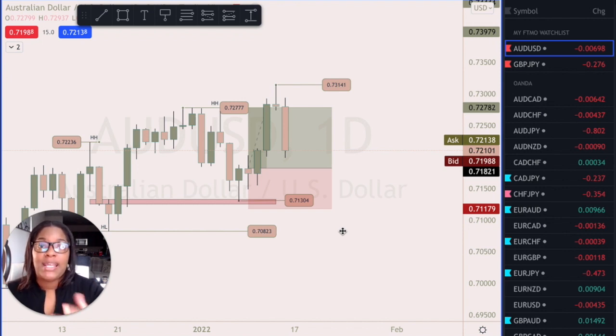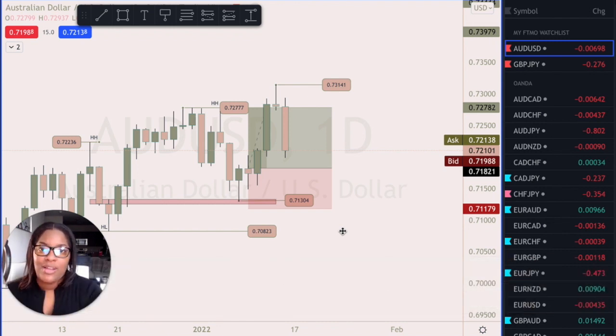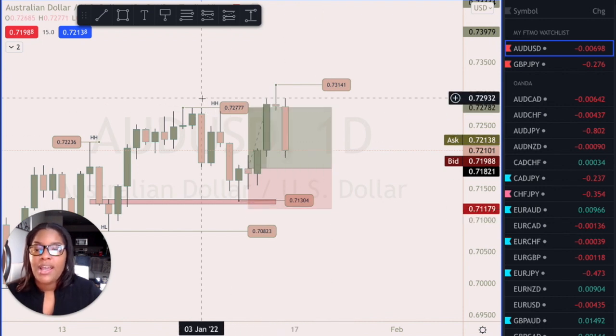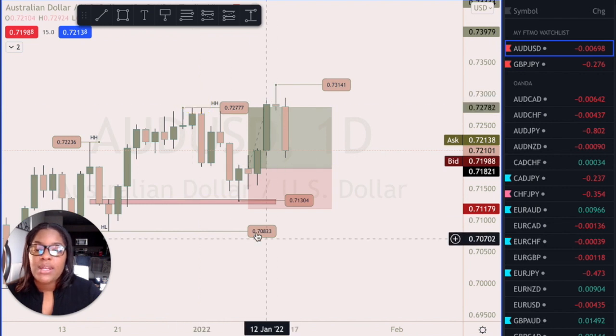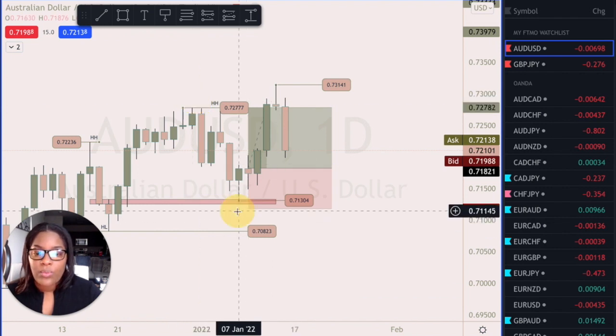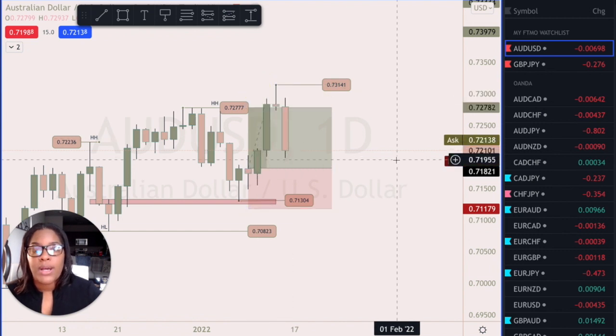With that being said, my personal trend trading strategy is called TMP. So we'll get into the rest of them, but for now, let's start with T. We need to make sure that the currency pair is trending. So when we look here on the Australian dollar, United States dollar, we can see that there is a trend. We can see that there was a higher high here at 0.72777, a higher low at 0.71304, and then a higher high at 0.73141.